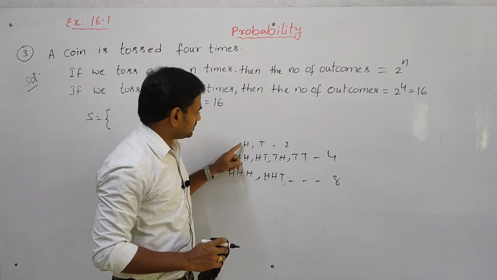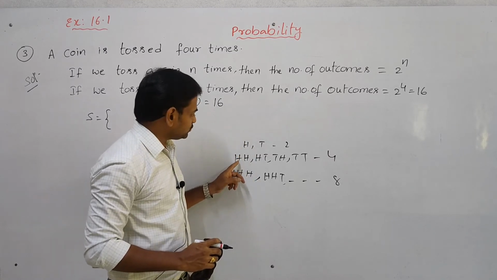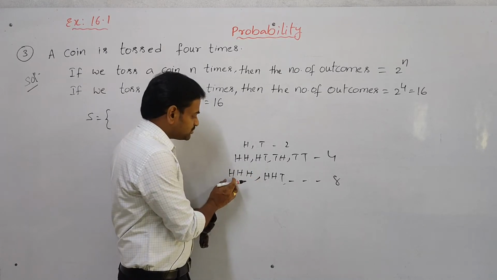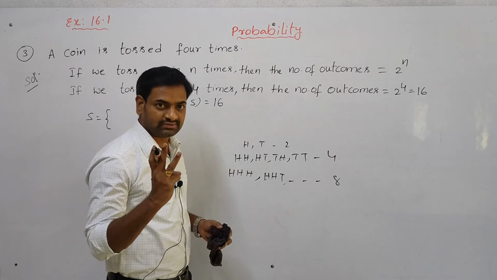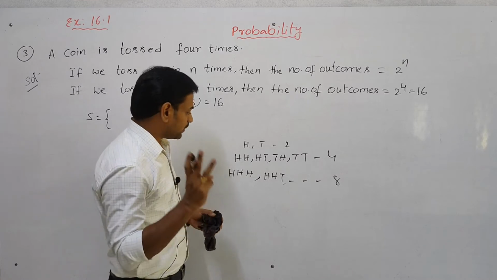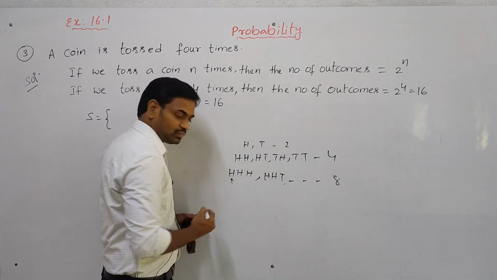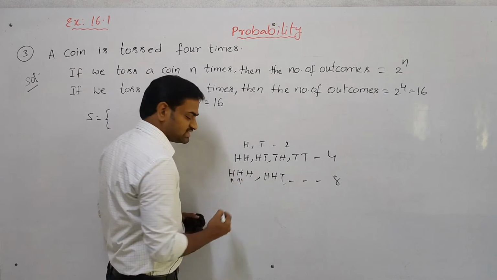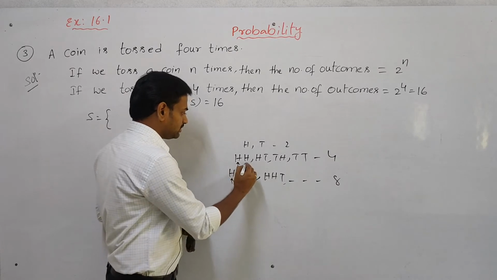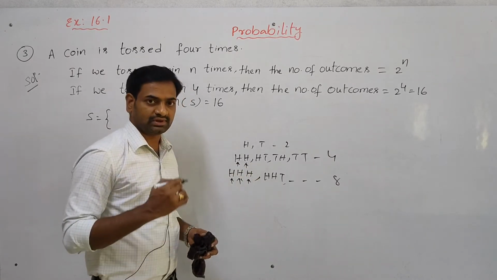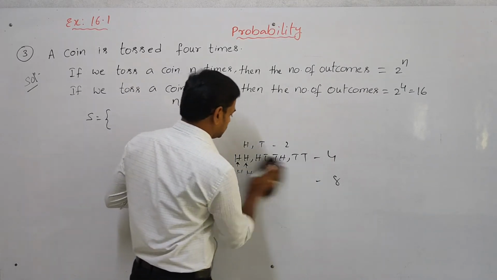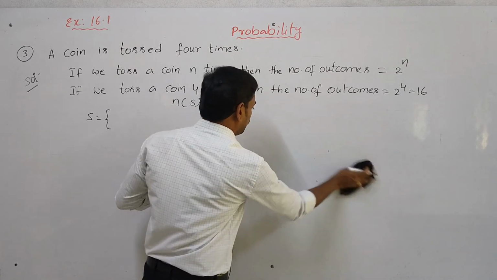See here, it is head comma tail. Tossing 2 times means 2 terms will come. Tossing 3 times means 3 terms will come. In a single outcome, you will get 3 terms. So what is the meaning of that? Tossing first time, tossing second time, tossing third time. Here tossing first time, tossing second time, like that. Now how many times am I tossing here? 4 times. So remember that. You are tossing now 4 times.